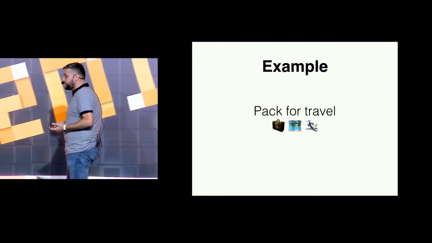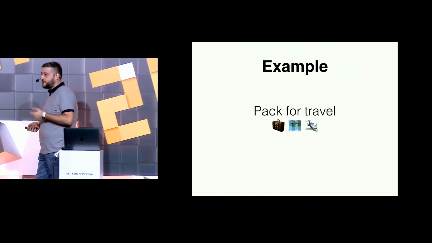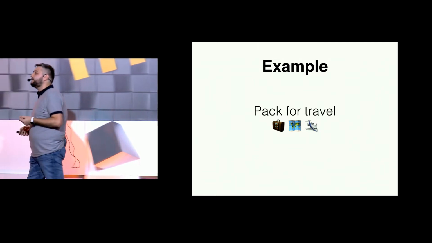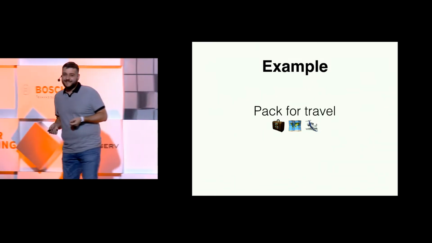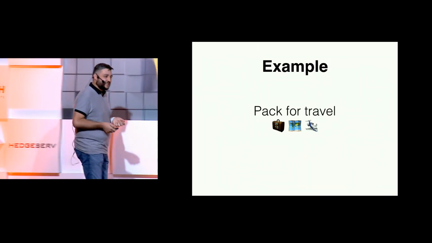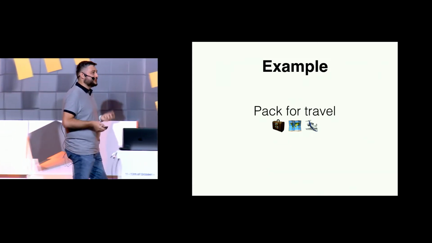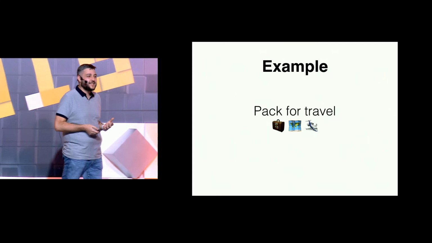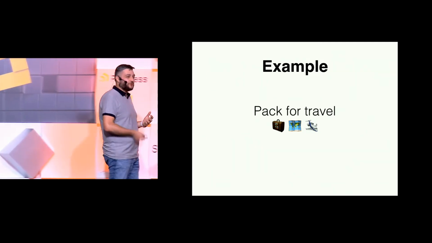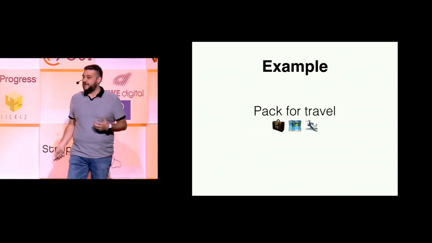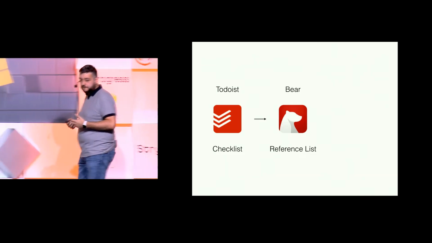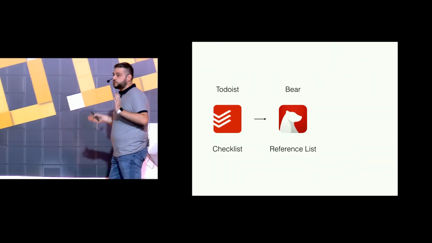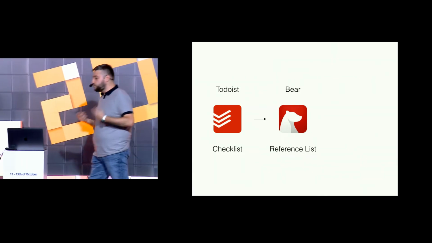The other example is I travel a lot. Like this year, I think I have been to 8 conferences, speaking at 6. And I travel a lot. So you know how bad it is to pack for traveling? All the stuff you need, you forget, all that stuff which is always the same. So I have a checklist in Todoist: okay, what is the stuff I need to do when I travel?